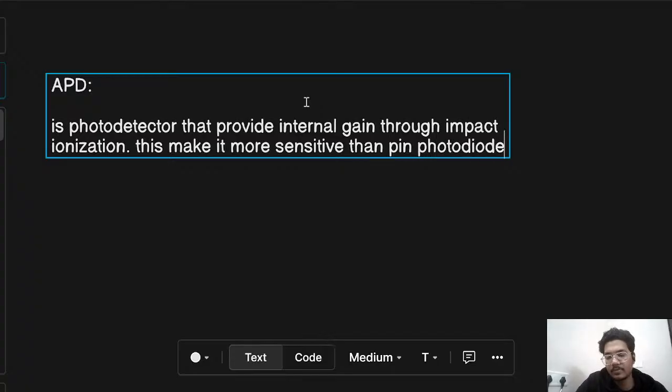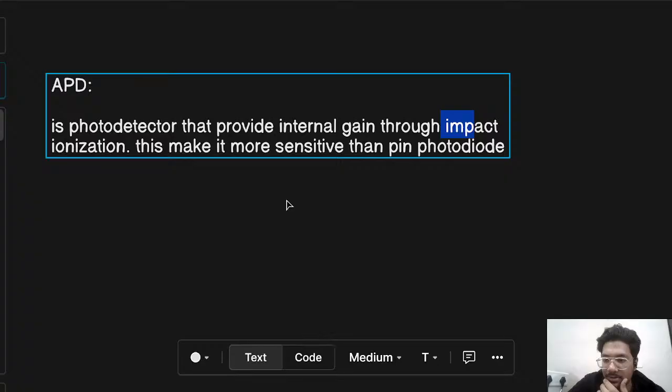So we saw the PN junction diode, the PIN junction diode, and then we move forward to the new one, the avalanche photodiode. The avalanche photodiode has a unique feature of internal gain through impact ionization. This makes it more sensitive than the PIN diode. Sensitivity is directly proportional to being the best detector, so it's a more sensitive device, a better detector.